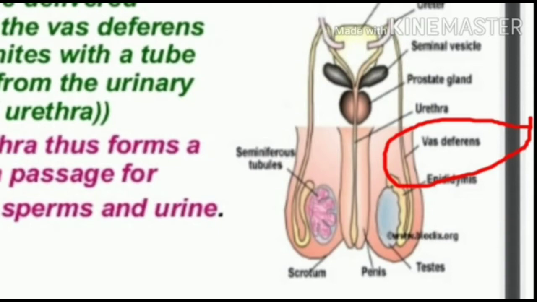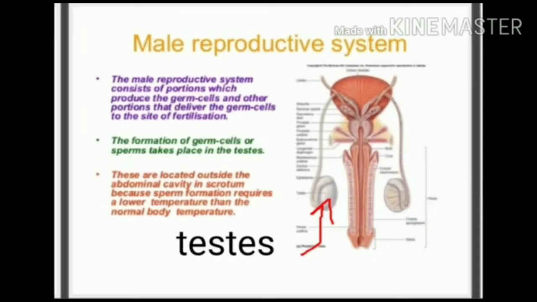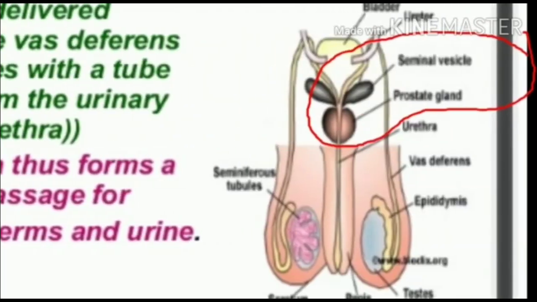Testes not only produce the male germ cell, the sperm, but also produce the hormone called testosterone. Here in this picture you can see the seminal vesicle and prostate gland. These are called accessory sex glands. Their secretions make sperm transport easier, and their fluid also provides nutrition.